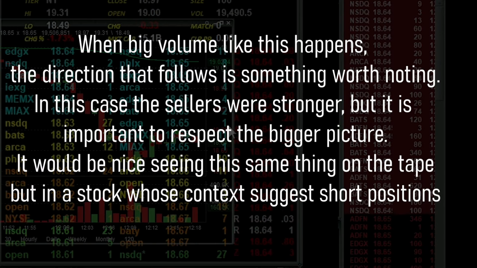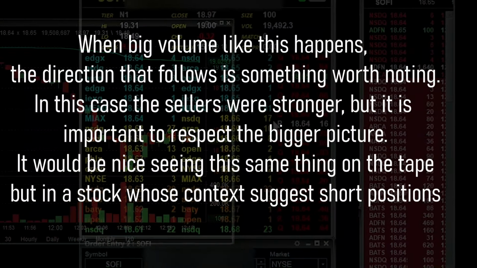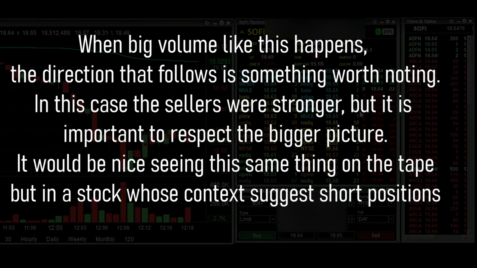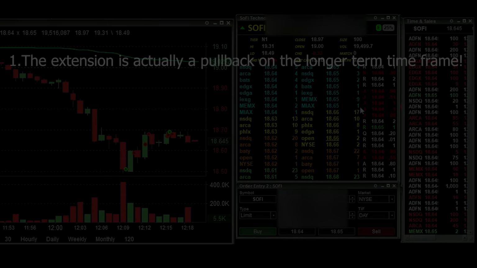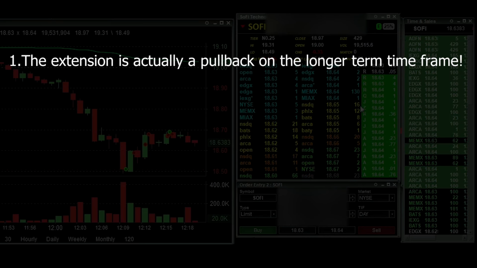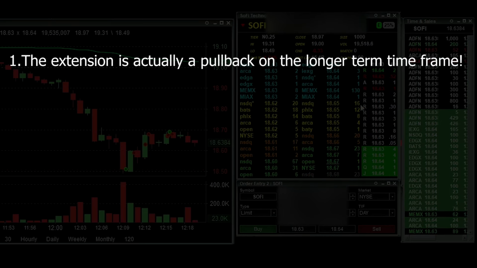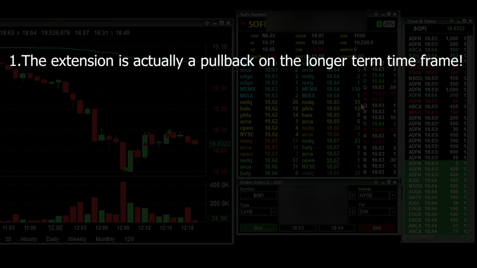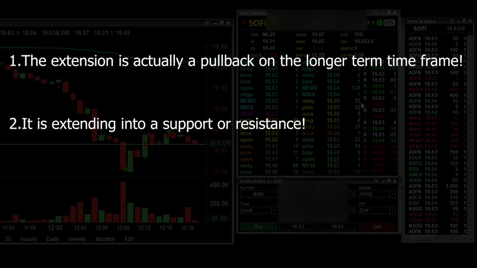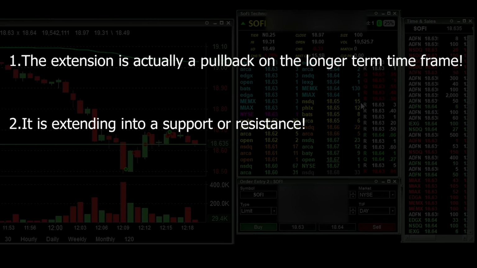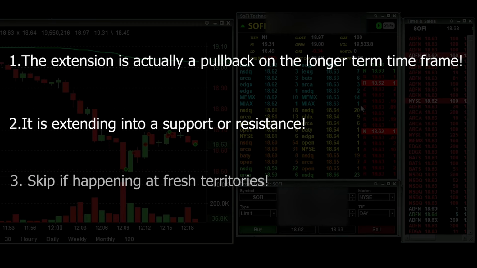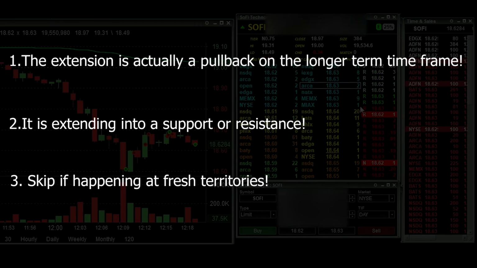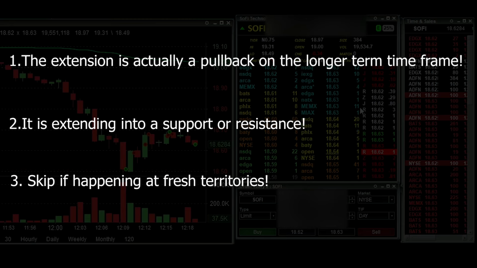Now I will proceed into summing up the variables that made the trade good, the mistakes that ruined it for me, as well as the main lessons I learned. First, I will repeat the generic way to go about an extension. You want the extension to be happening in the context of a longer term timeframe pullback, so fading it positions you in the direction of the trend. If it's not happening in that context, make sure it is at least moving into a major support or resistance level. If it's happening in fresh territories, just be disciplined and skip the trade.